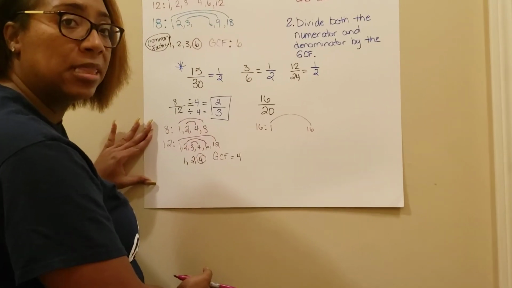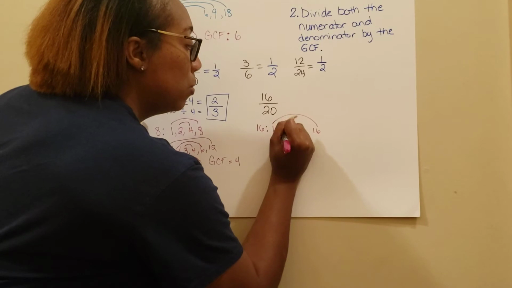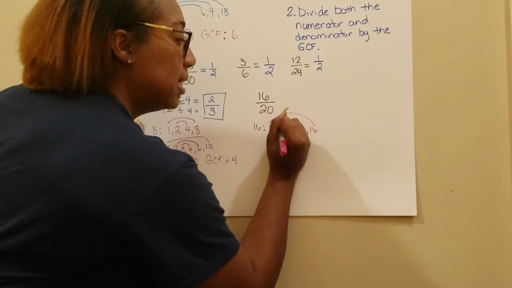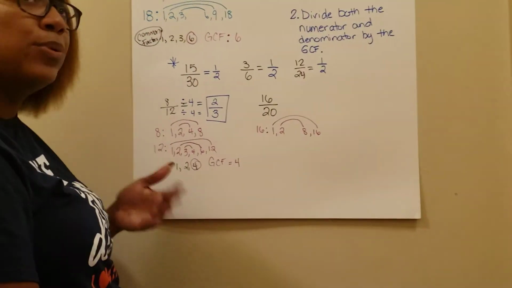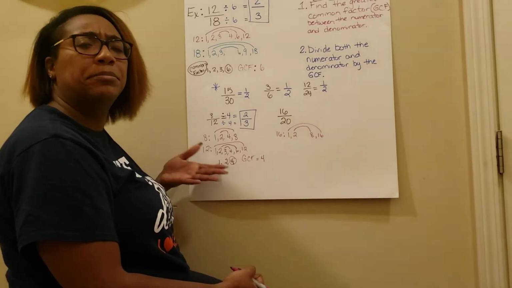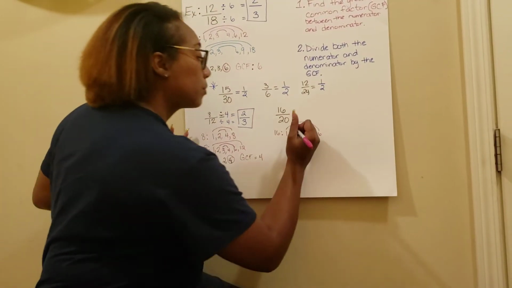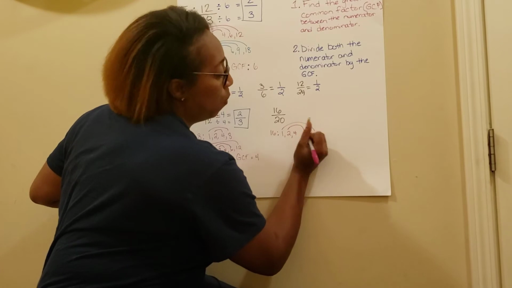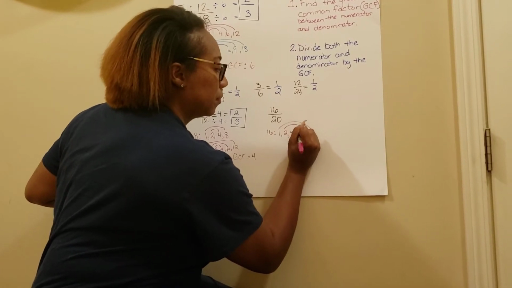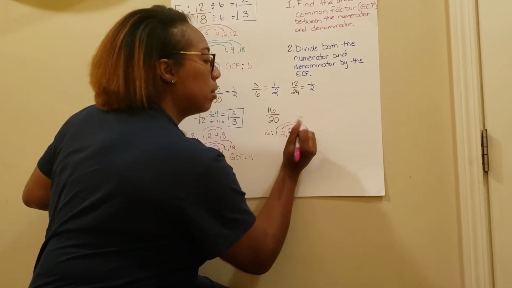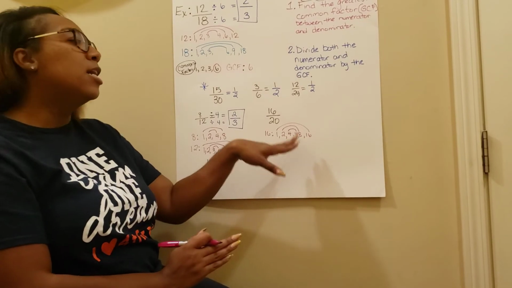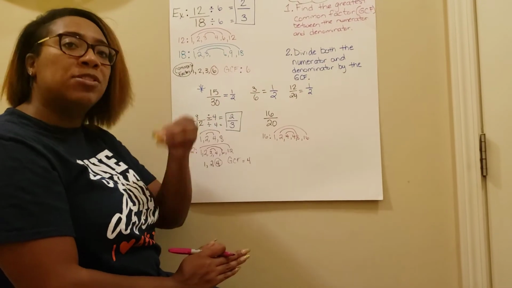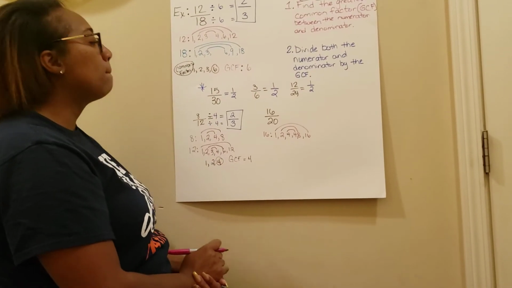Draw my rainbow to connect those factors. 2 times 8. Does 3 times anything give me 16? No. 4 times 4. And sometimes people don't put both fours, but I like to put it just so we can show that 4 times 4 equals 16, okay?